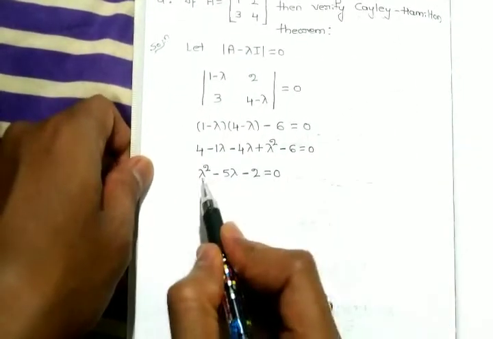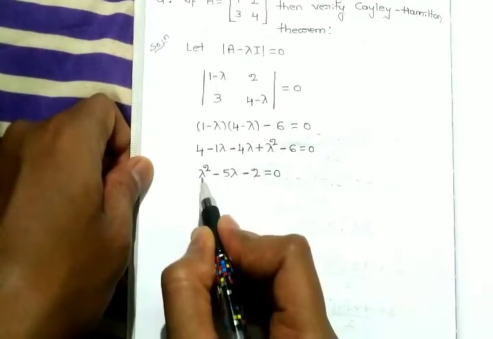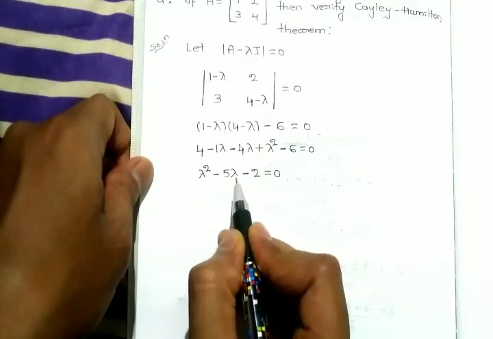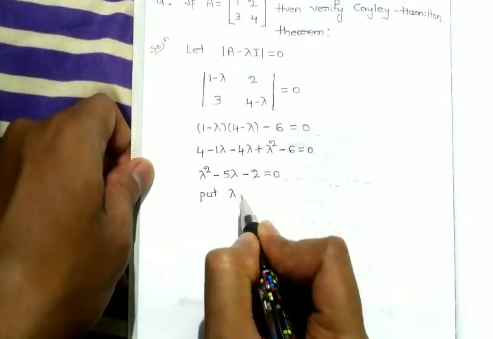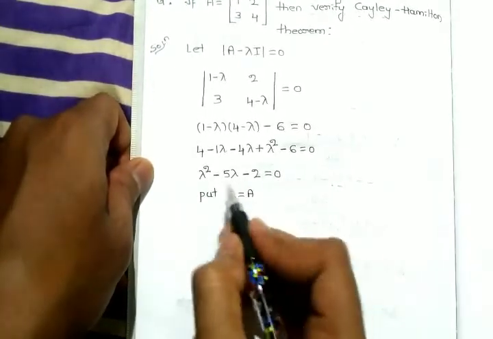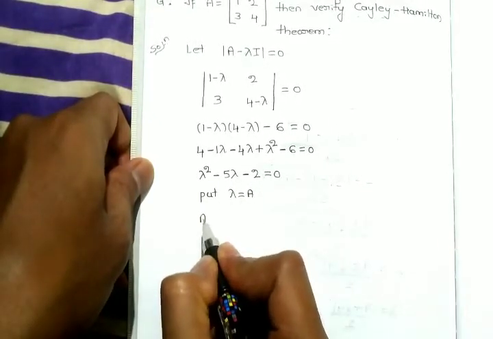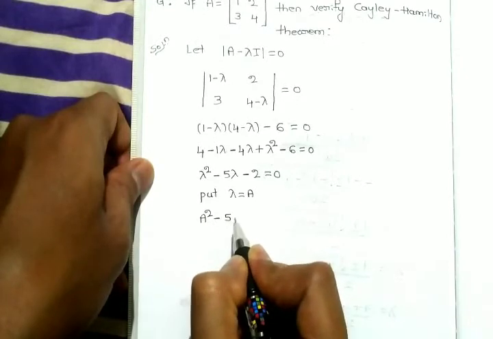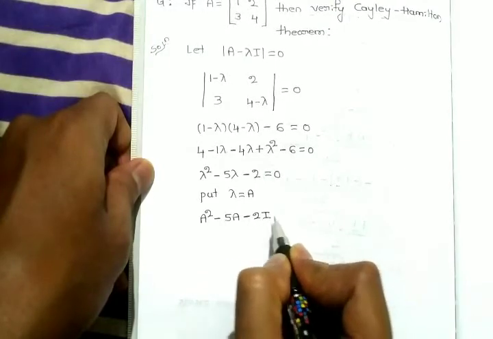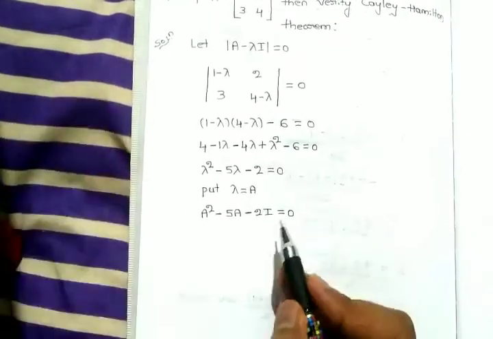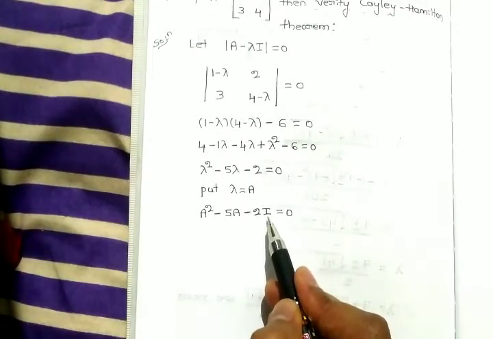So next step you need to satisfy this characteristic equation. To satisfy it, in this equation wherever lambda is there, that lambda they are going to replace by A. So next step, put lambda is equal to A. If I take lambda is equal to A, then the above equation becomes A square minus 5A minus 2, the constant term I am going to multiply with I, is equal to 0.